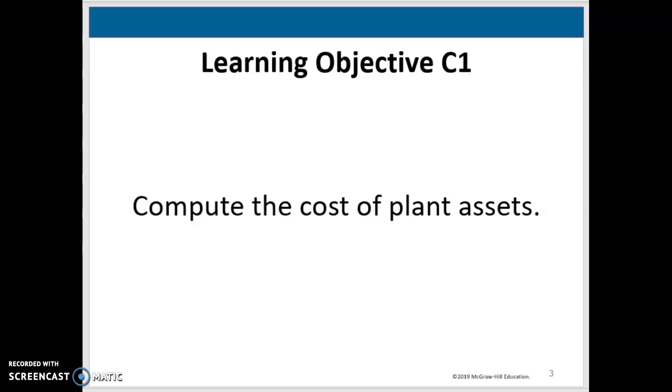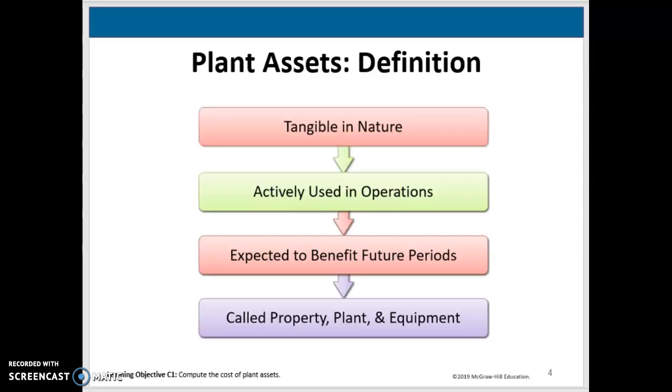So those are things we've seen before. We started using them way back in chapters 1 and 2. Plant assets are the things that we're going to have for a long period of time. So they're things that have a physical component. So it's something that we can physically touch. We're going to use them in our operations every day. They're typically used to benefit some kind of a future period.